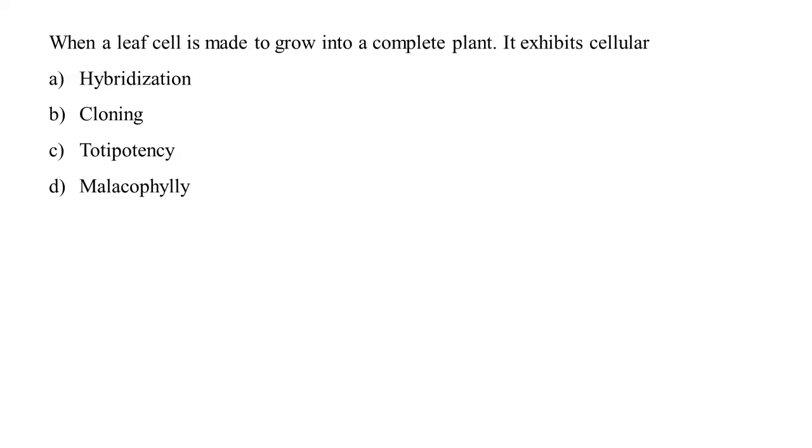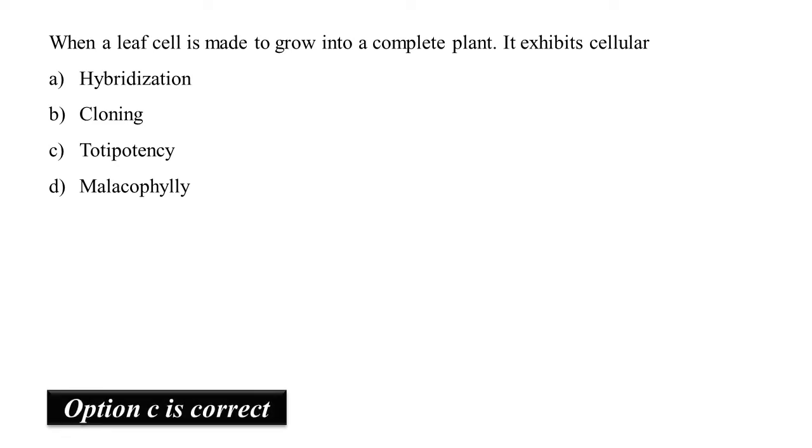Again, the question is: when a leaf cell is made to grow into a complete plant, it exhibits cellular. As we know, the generation of a new plant from an existing plant cell, where it is made to grow into a complete new plant under culture conditions, is known as totipotency. Generally, the tip of the leaf is taken, which has meristematic cells that are competent enough to grow into a complete plant, and totipotency is the correct answer.